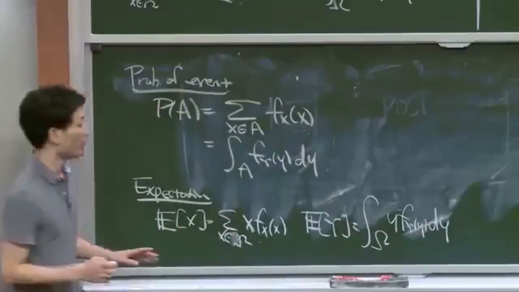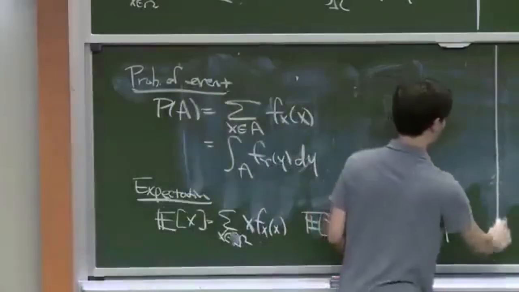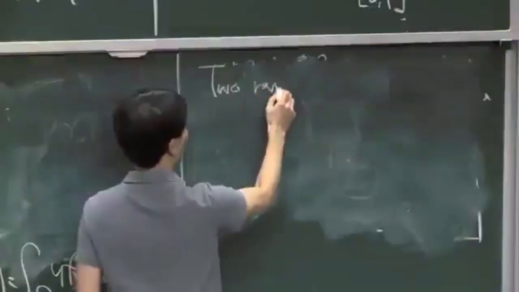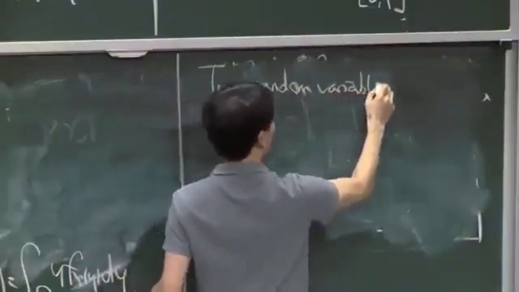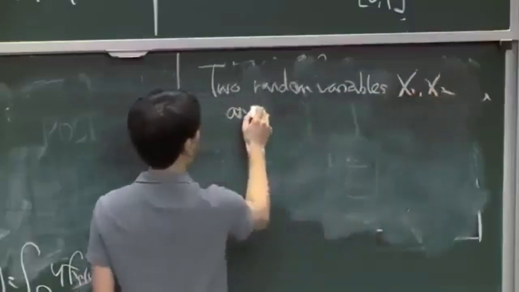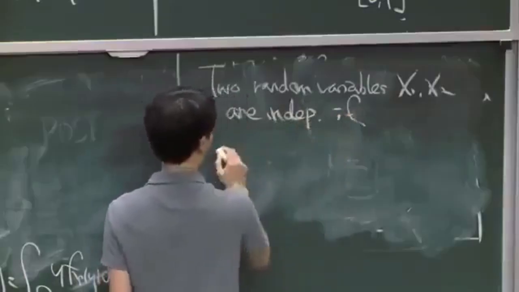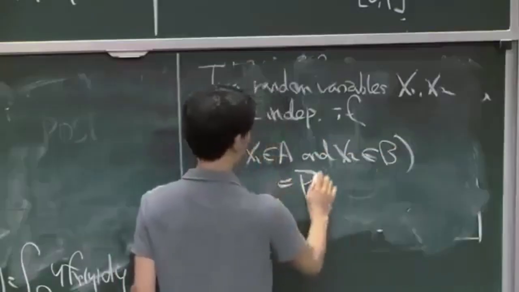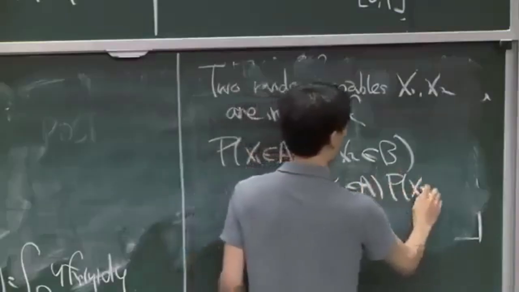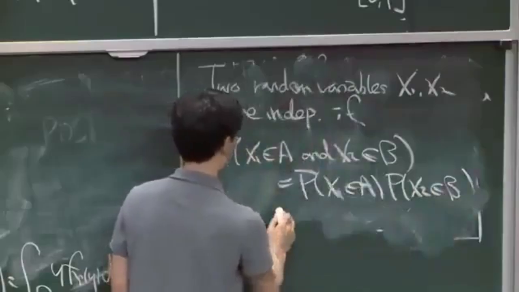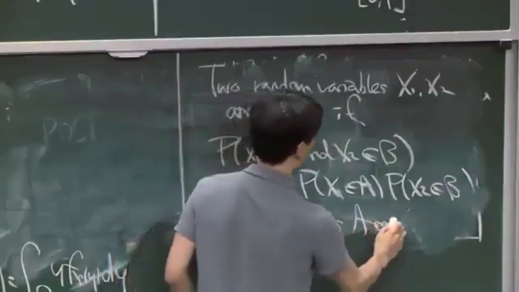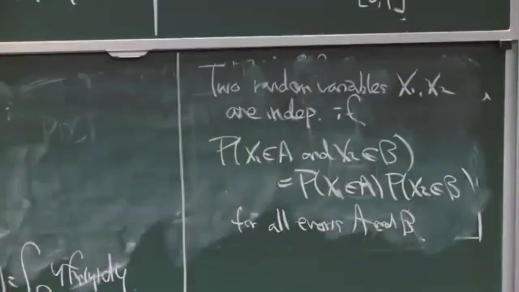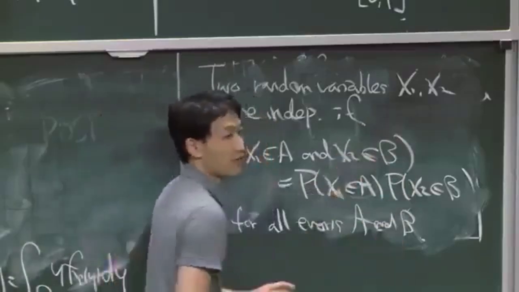Okay. And one more basic concept I want to review: two random variables X1, X2 are independent if the probability that X1 is in A and X2 is in B equals the product of the probabilities, for all events A and B. All agreed? I will talk about independence of several random variables as well.